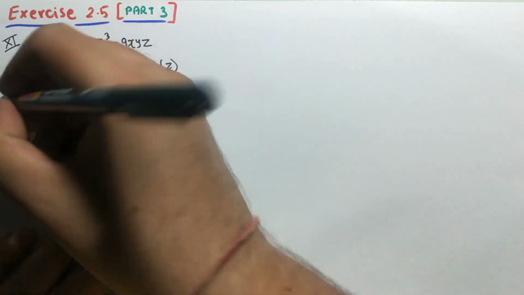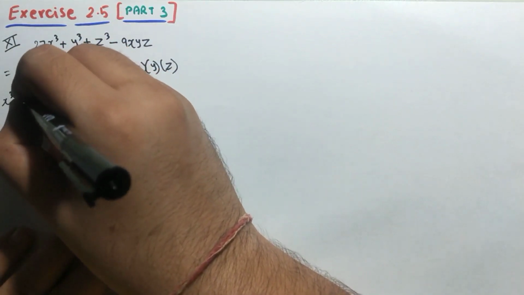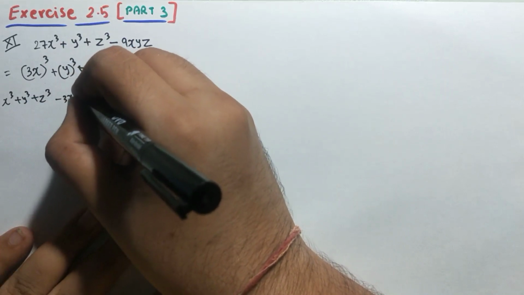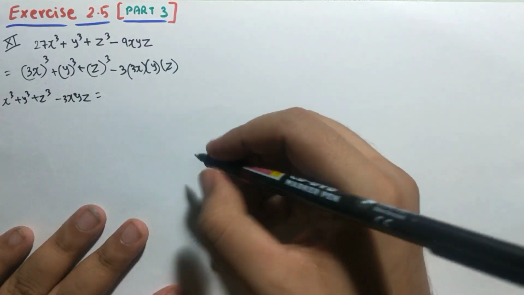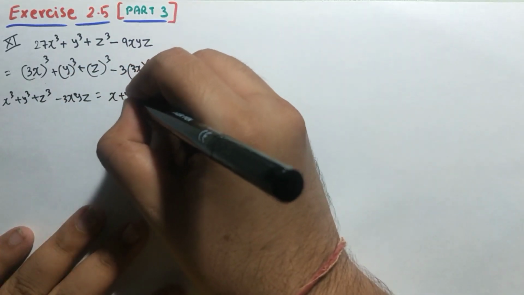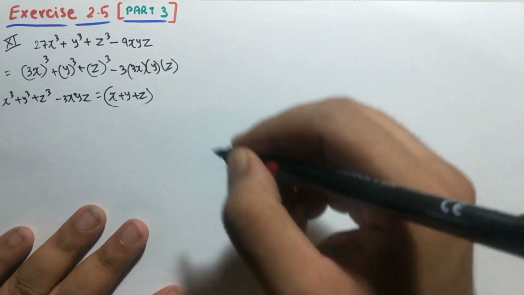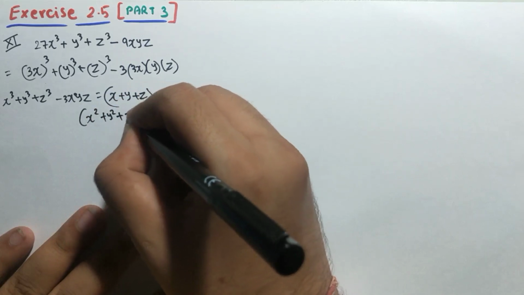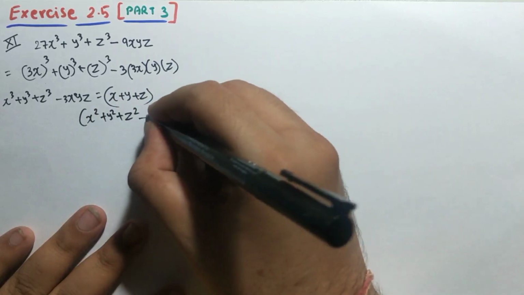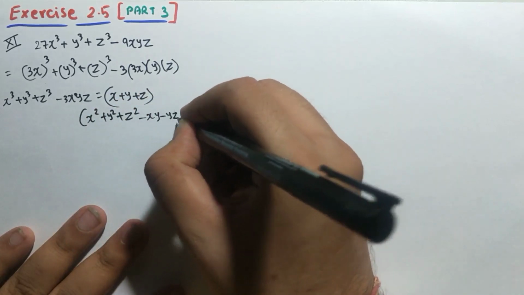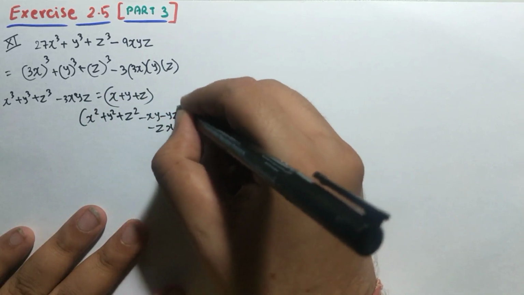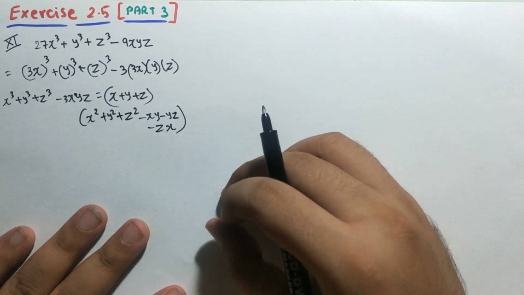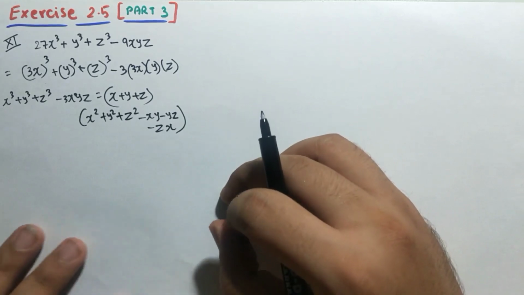Now what is the identity? x cube plus y cube plus z cube minus 3xyz is equal to x plus y plus z multiplied by x square plus y square plus z square minus xy minus yz minus zx. I know this is a long identity, but you have to memorize this identity.